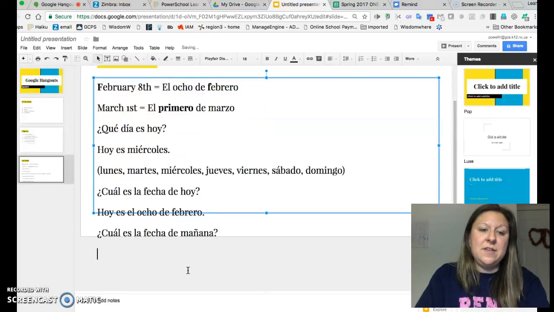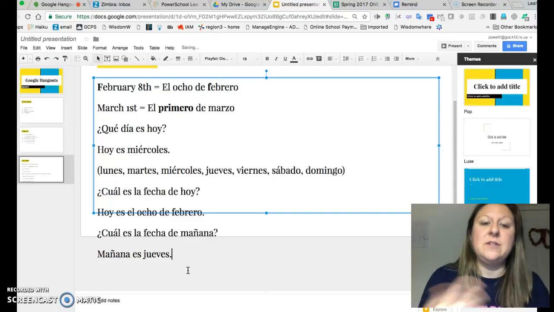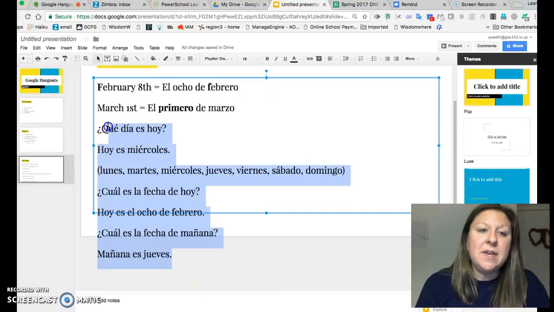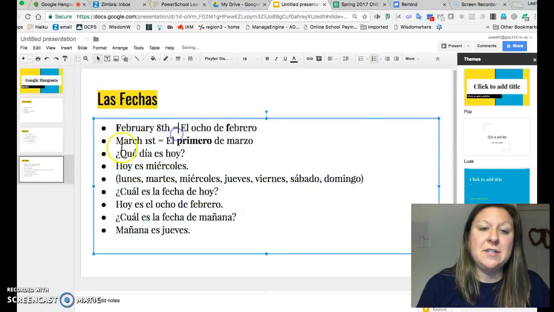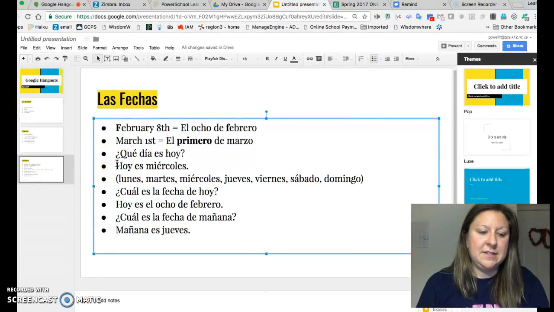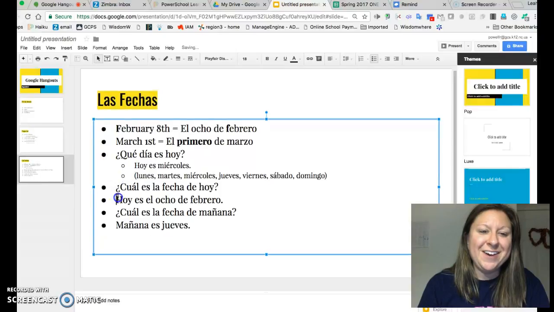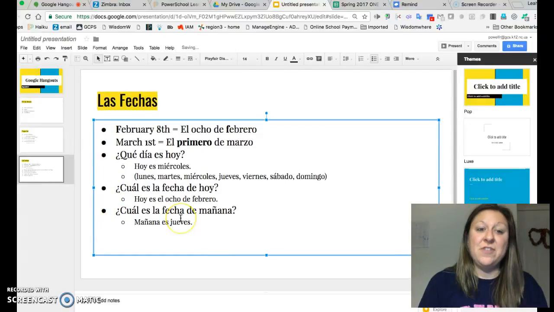Because you can answer this with mañana es jueves, saying what the date is tomorrow. So keep in mind, these are just a few items that you can use when talking about the dates. So I'm just going to separate some of these here so you can tell what the answer is for those.